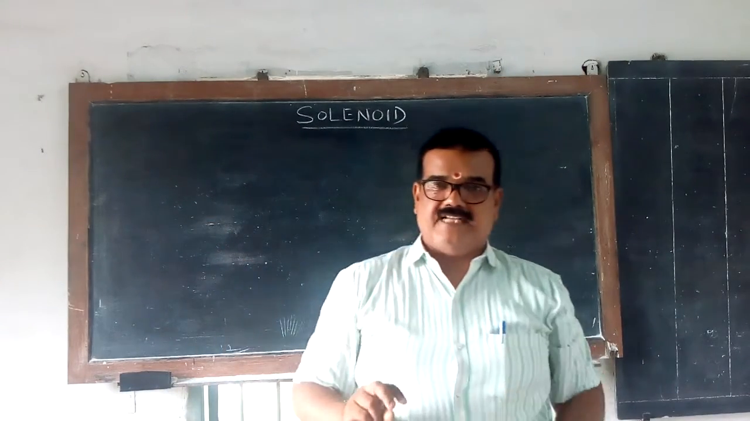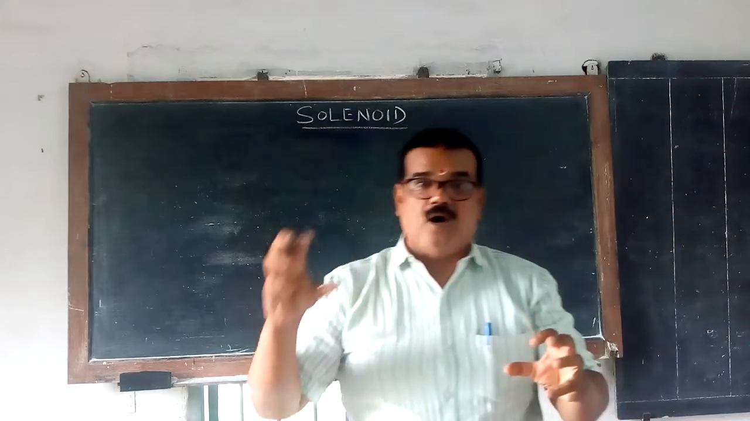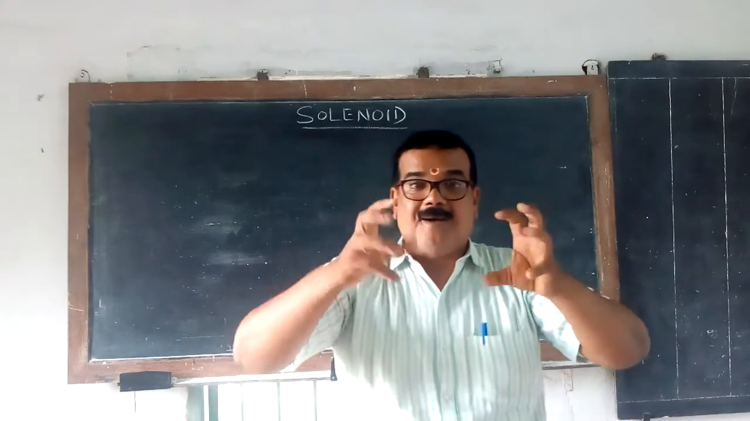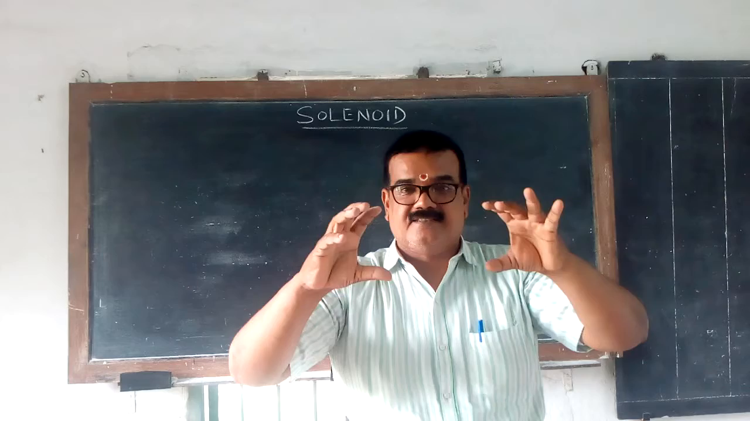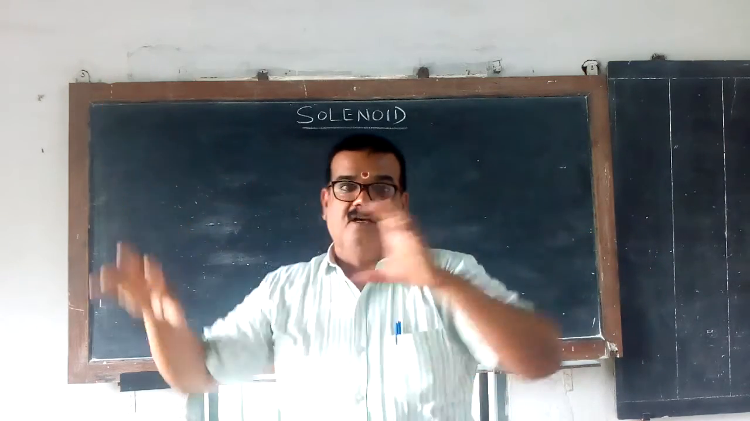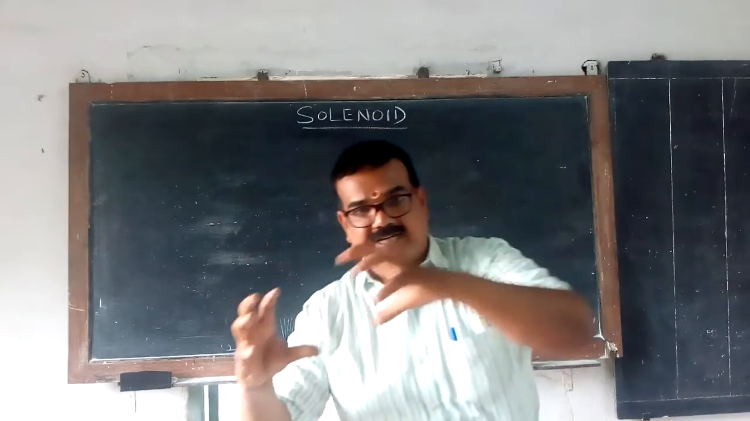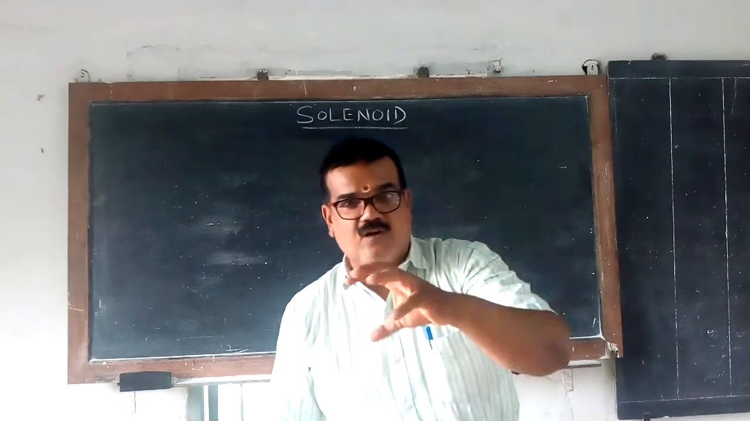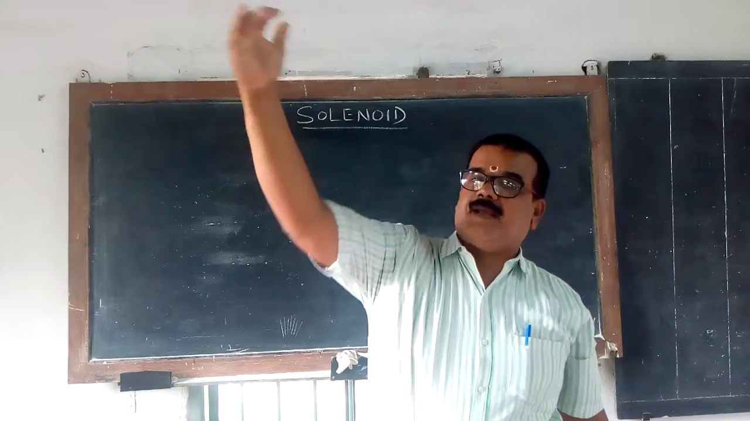There are two types of transformer: one is step up, one is step down. This is only possible by changing the number of coils. From the lesser coil to the more coil, voltage will be increased. From the more coil to the lesser coil, it will be decreased. Decreasing is called step down, increasing is called step up.